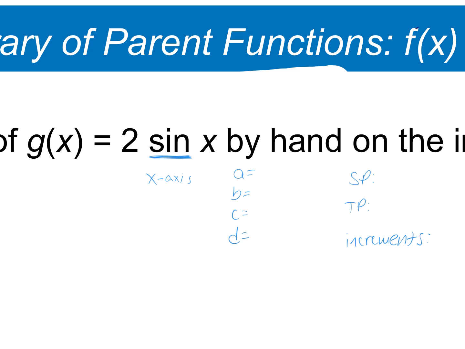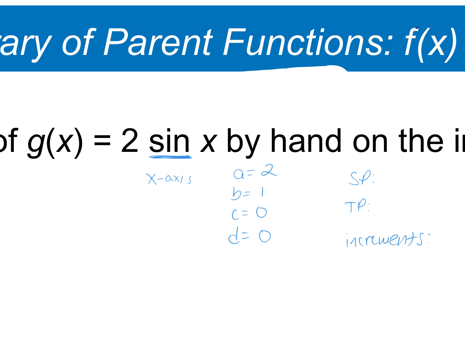How high and how low does this graph go? What's the number in front? 2, okay? B is the number in front of the x. What is it? 1, okay? C, that's the number in parentheses that you're adding or subtracting to x. 0. D, that's your vertical shift up and down. What are you adding or subtracting to this function? 0, nothing. Okay, good.